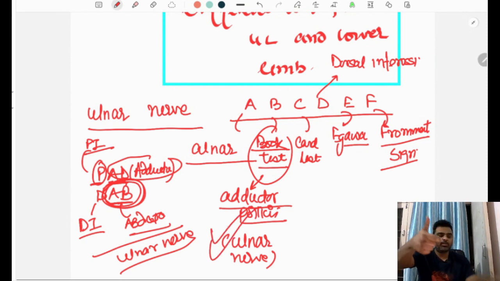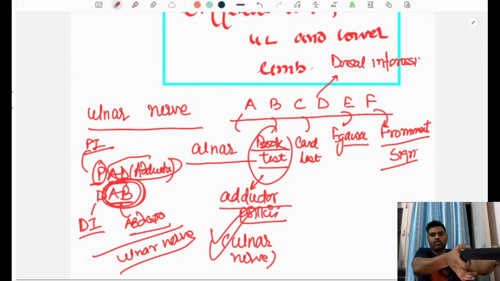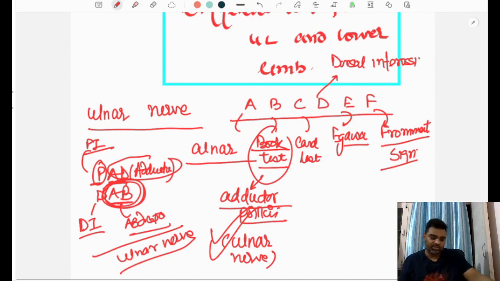So when the patient will not be able to hold the book like this, he will hold the book in this form, that is by adduction at the thumb and flexion at the thumb and flexion of the index finger like this. Okay, so then this test will be known as book test.